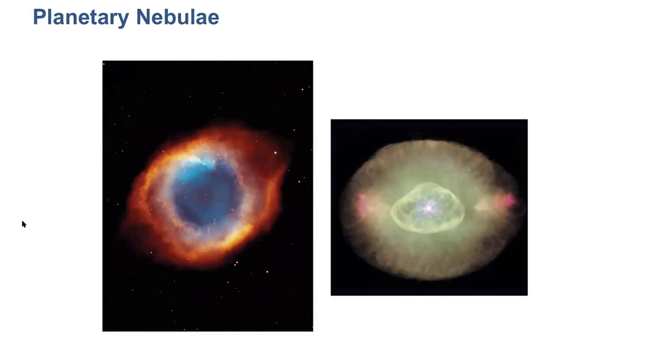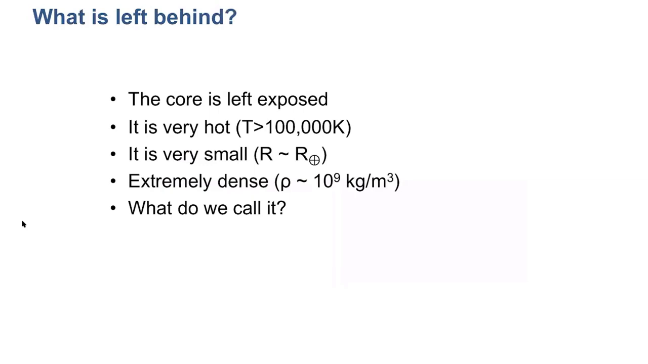So what is left behind? What is that object at the center? It is the core that's been exposed of that dead star. It is still extremely hot. At the beginning, it has a temperature of more than 100,000 Kelvin, even at the surface of it, and it's extremely small, a radius something similar to the radius of the Earth.